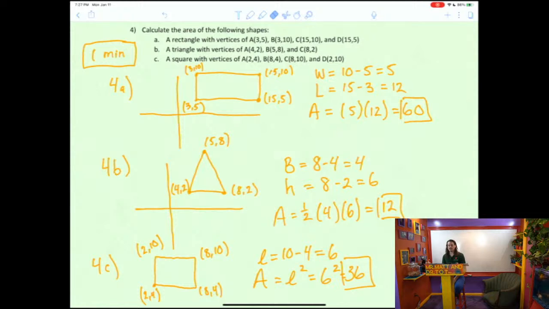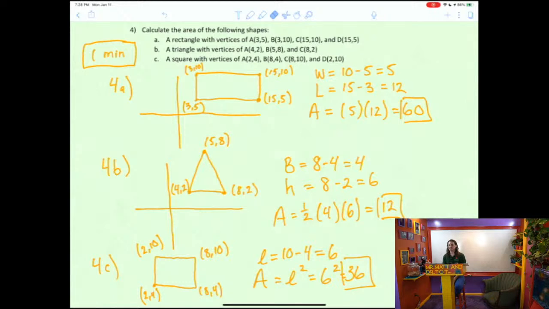For 4b, we have this triangle with coordinates (4, 2), (5, 8), and (8, 2). We need the base and the height in order to calculate the area of a triangle. The base here, since it's sitting horizontally on this grid line, we can tell that it has the same y coordinate of 2 on the base, so we know that line's horizontal. The distance there is then just the difference between the x coordinates of 8 and 4. 8 minus 4 is 4, so the base of this triangle is 4.